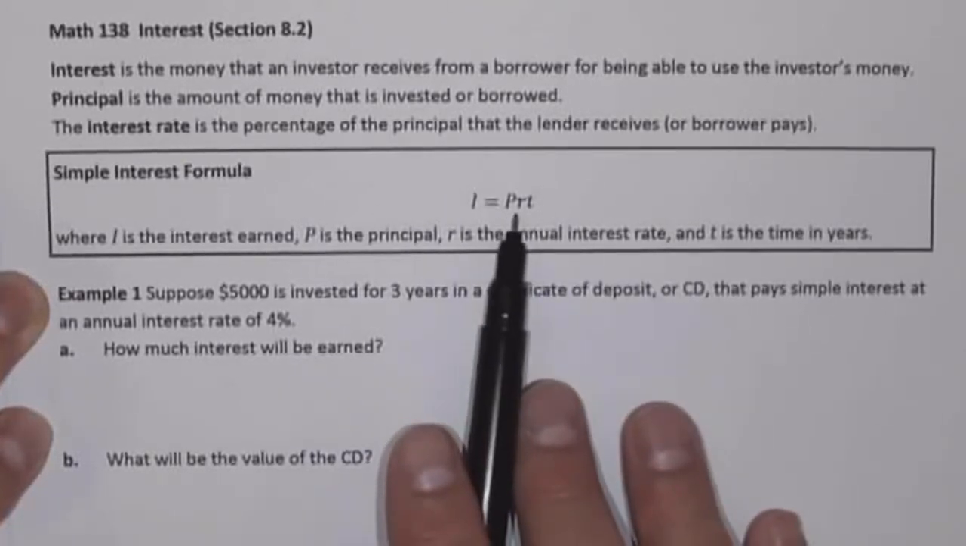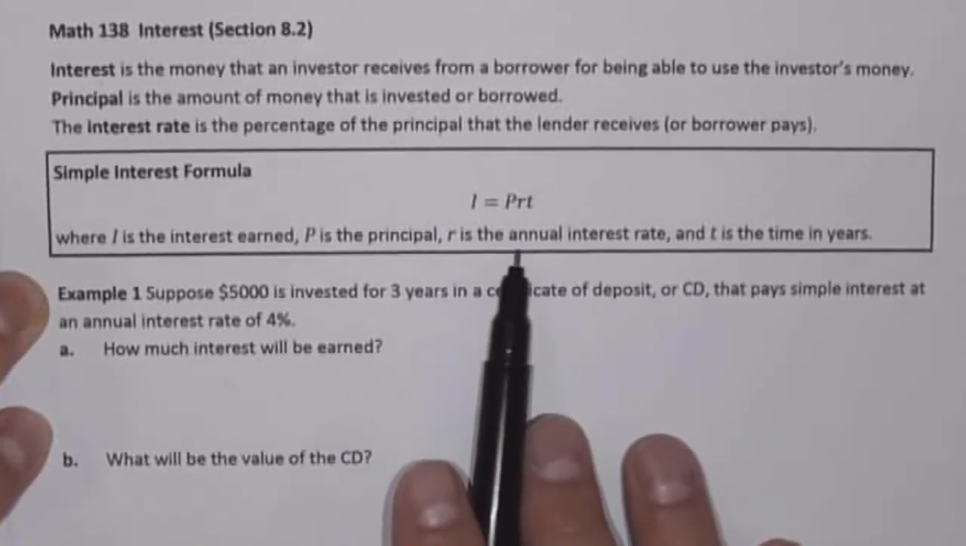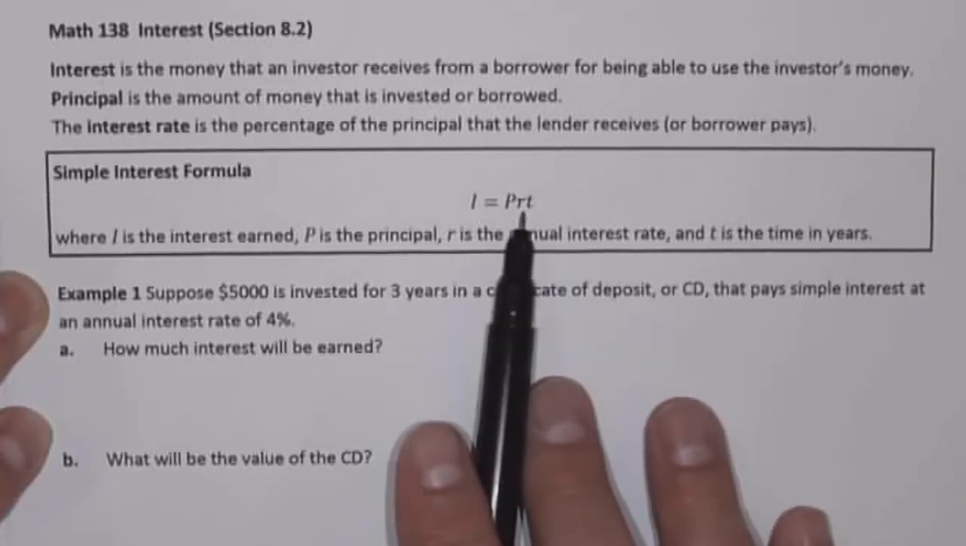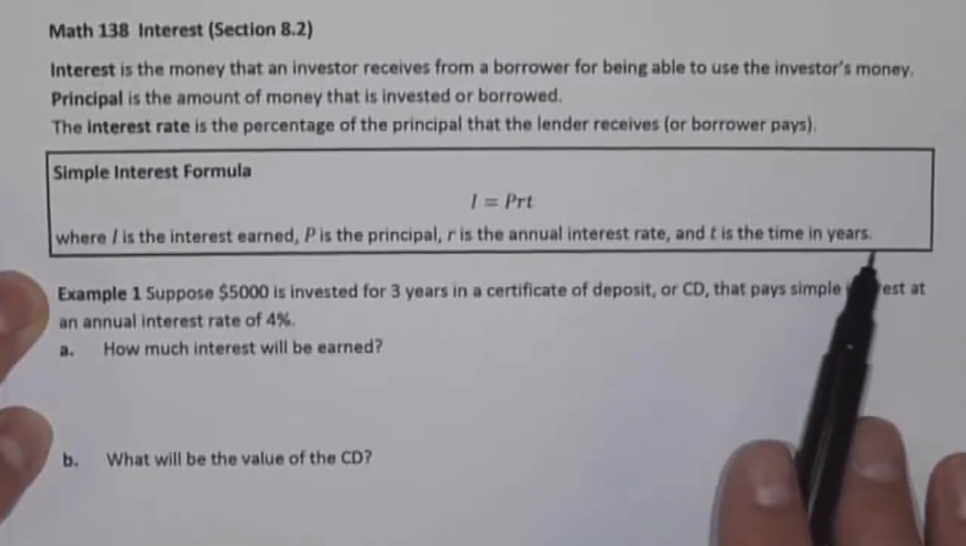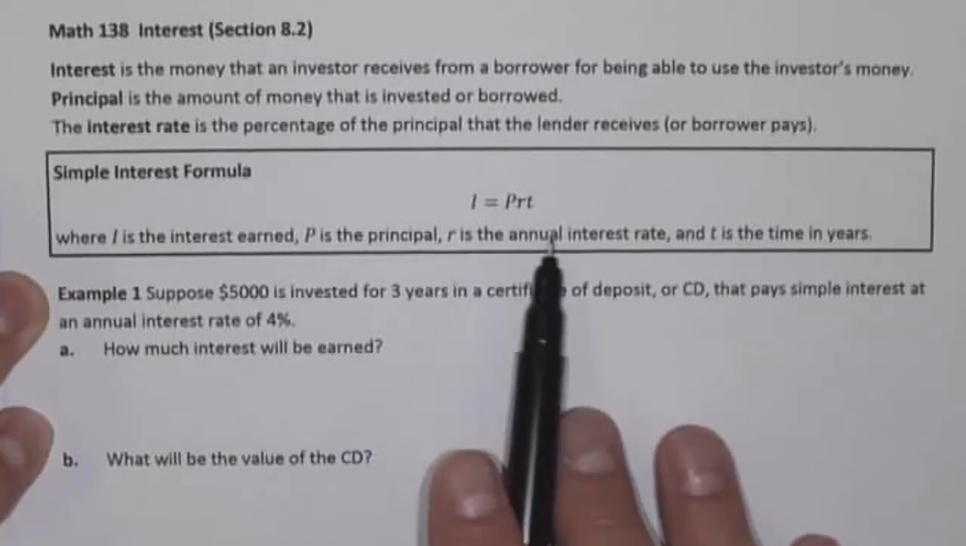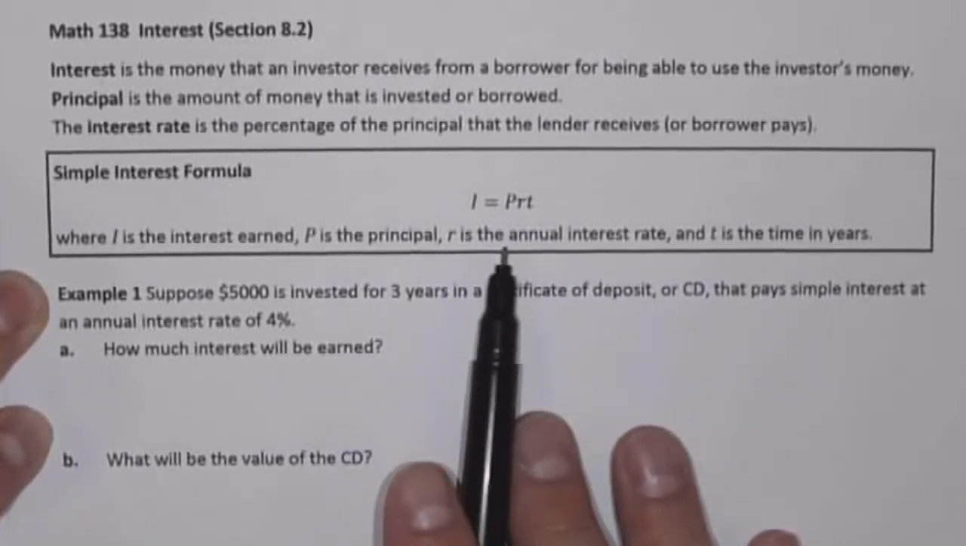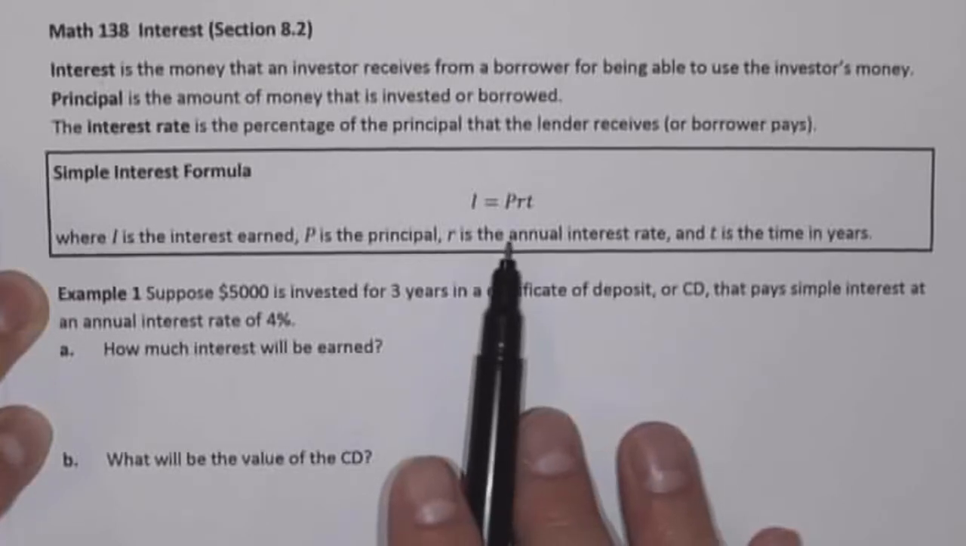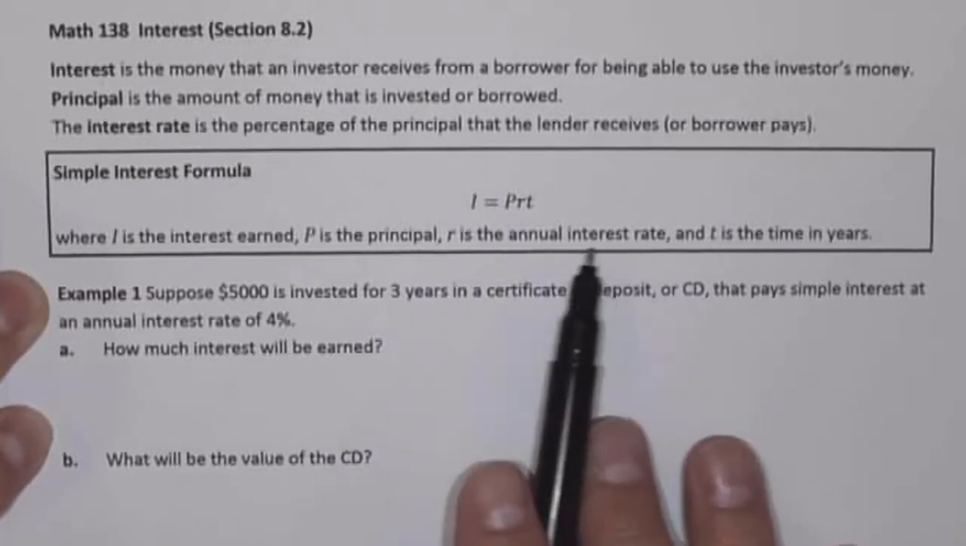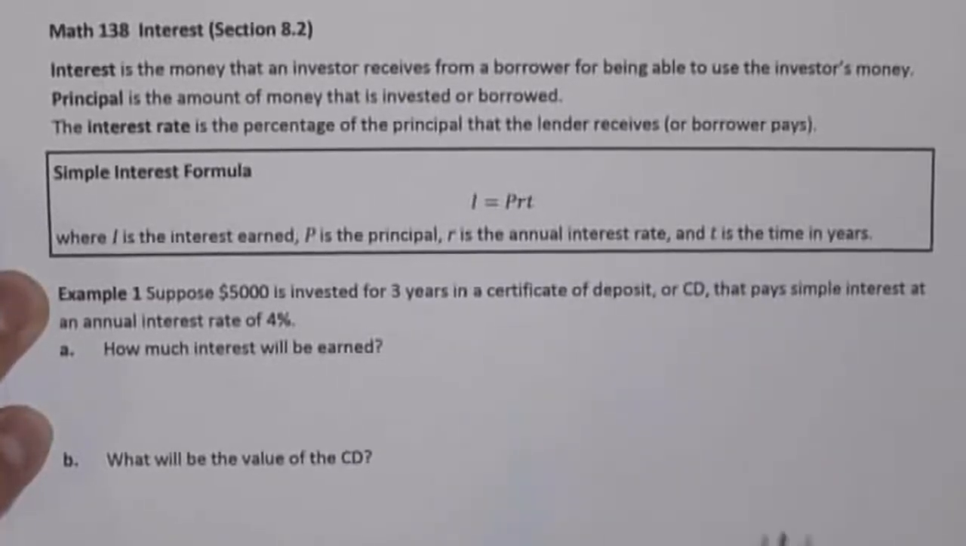And again, that rate is typically going to be an annual interest rate, and T is going to be the time, and that's going to be in years. So for example, if you get an 8% interest rate, then that means 8% per year. And so again, then T has to be in years. Those units have to match.